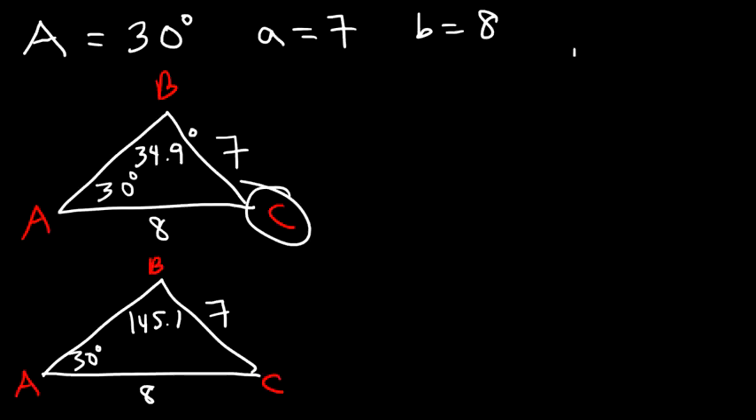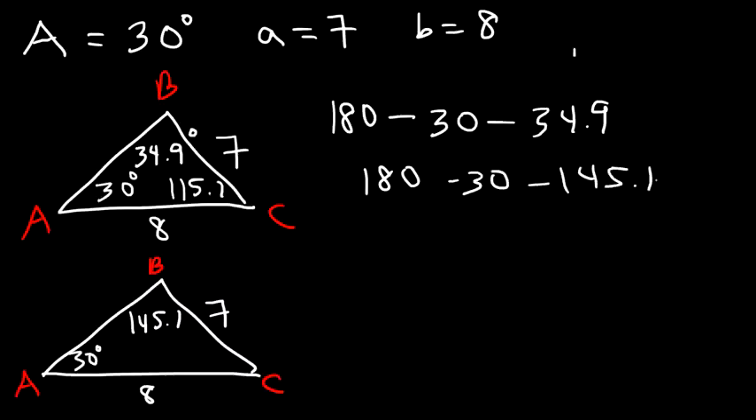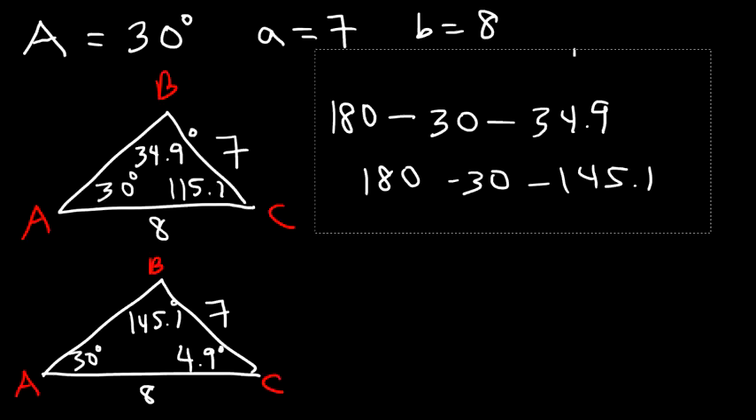So let's calculate angle C in the first triangle. So that's going to be 180 minus 30 minus 34.9. So let's subtract those values. So you should get 115.1. And now for the second triangle, it's going to be 180 minus 30 minus 145.1. So this is going to be 4.9 degrees. Now we've got to find side C for both triangles. And then we'll look at our answers to see if it makes sense.